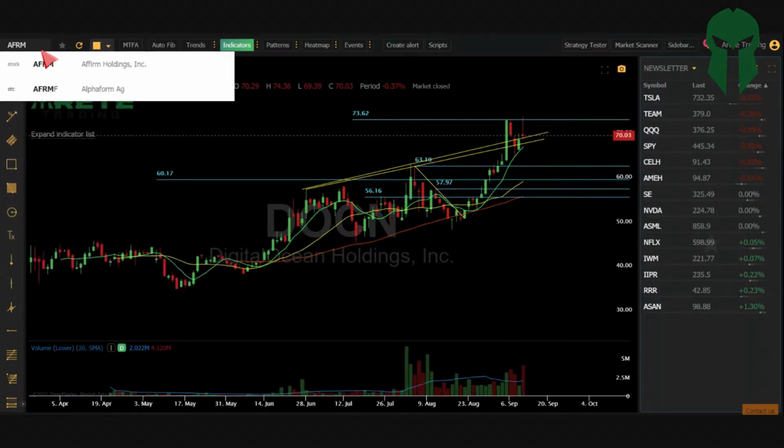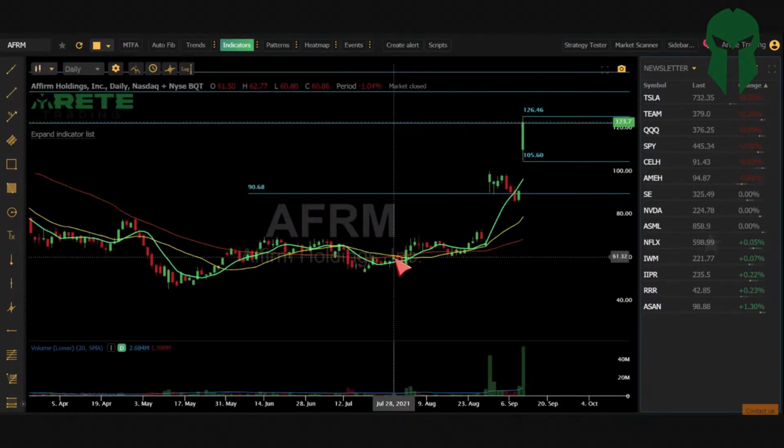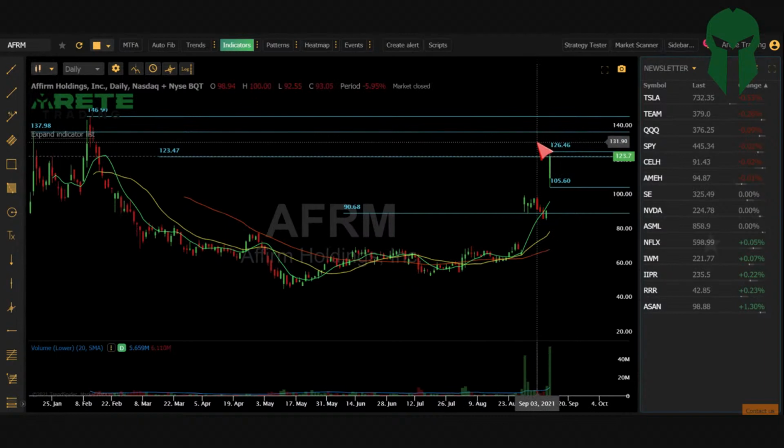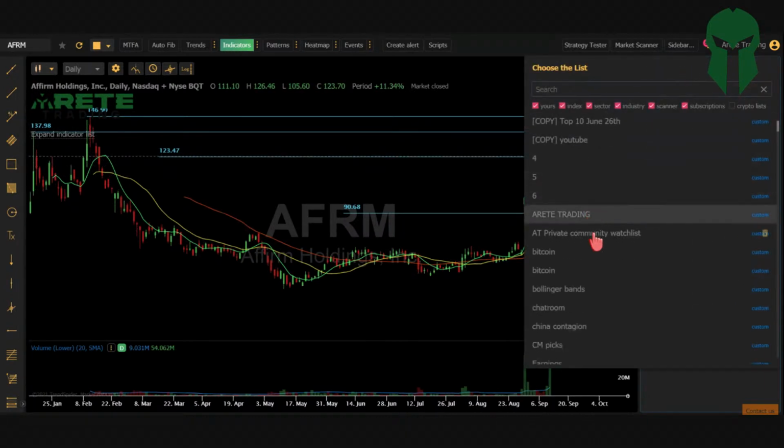So Affirm, there's not much to say. I think it goes higher. I actually think the next place I would add to this is flipping. I actually have this in the, hold on here.